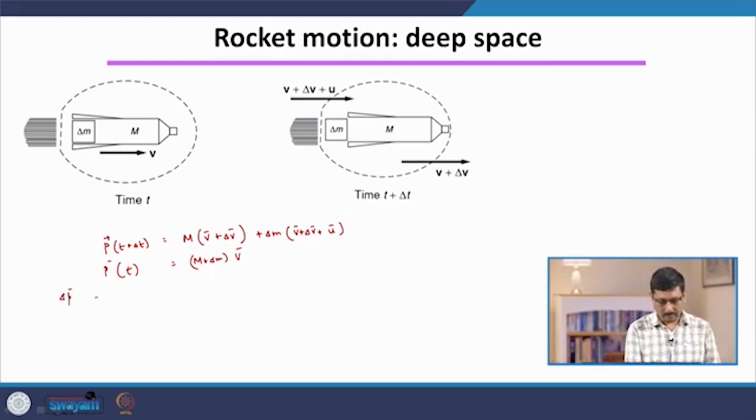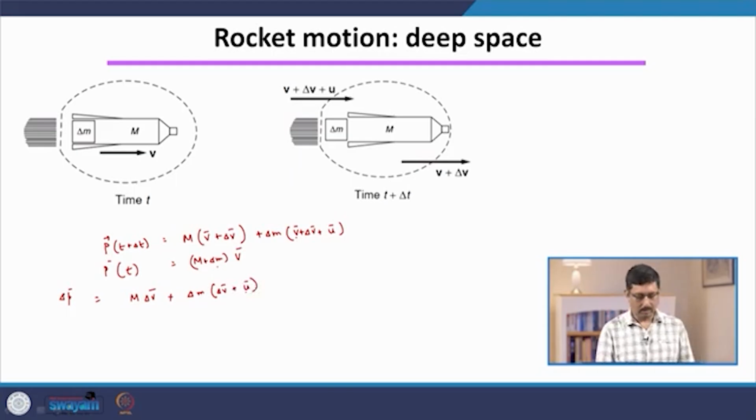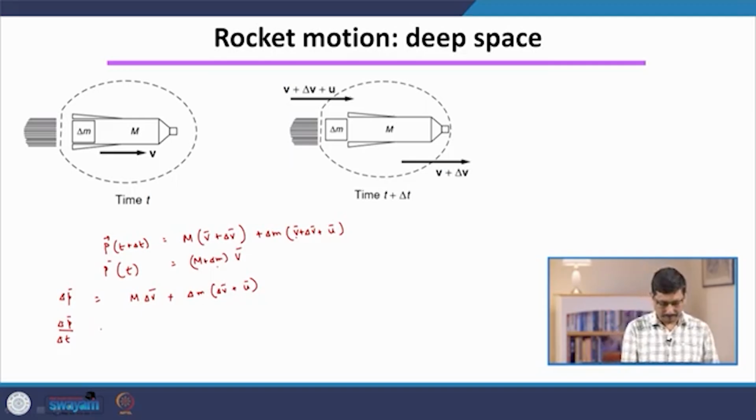Now you can easily calculate the change in momentum in an interval, delta p. You just have to take the difference, and we see that this term will get cancelled with this term. So, we will have capital M times delta v. Now, this term will cancel with this term. So, we will have delta m times v plus delta v plus u. Now, divide both sides by the time interval to get the rate of change of momentum.